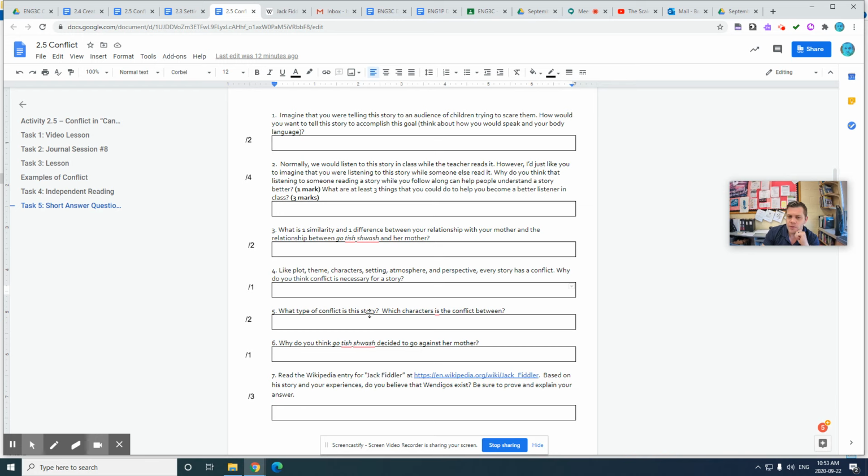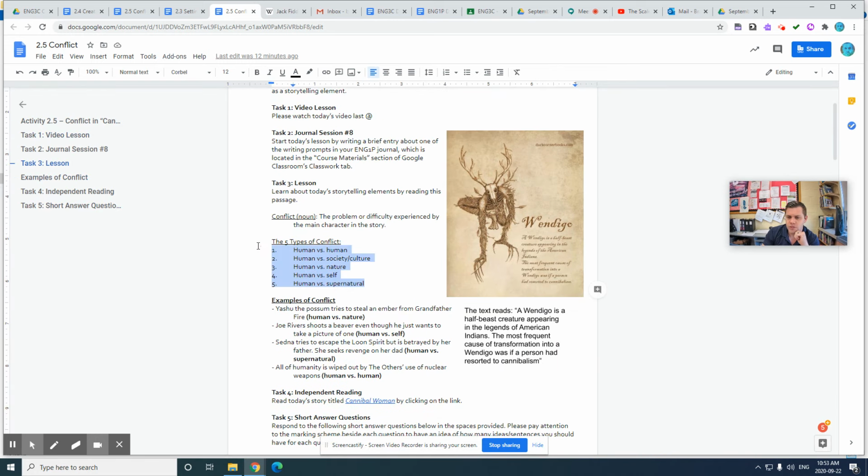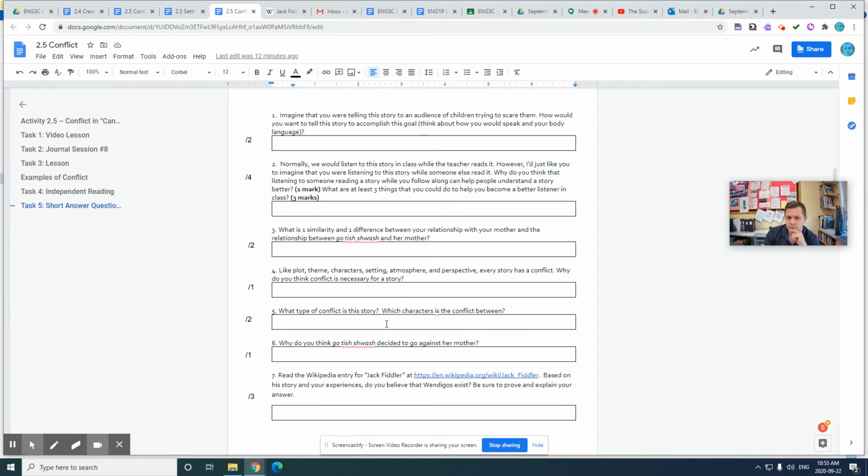5, I want you to tell me what type of conflict this story is. So which of these 5 is this story? And who is the conflict between? So you get 1 mark for telling me what type it is, and then another mark for telling me who it's between. Number 6, why do you think Gotish Sawash decided to go against her mother? That also can help you answer question number 5.